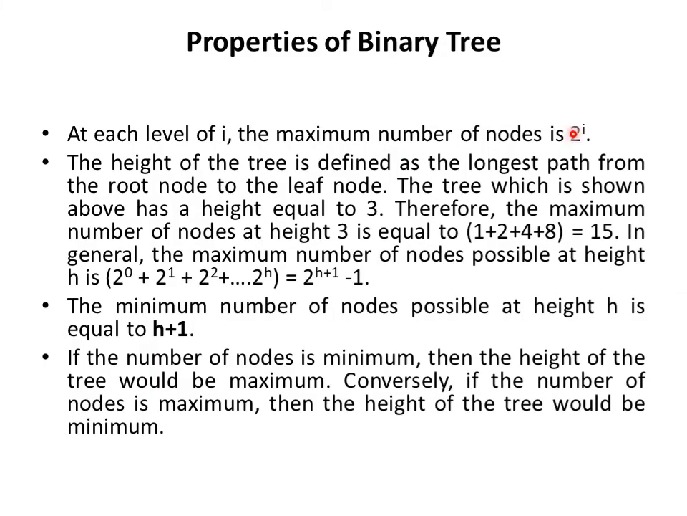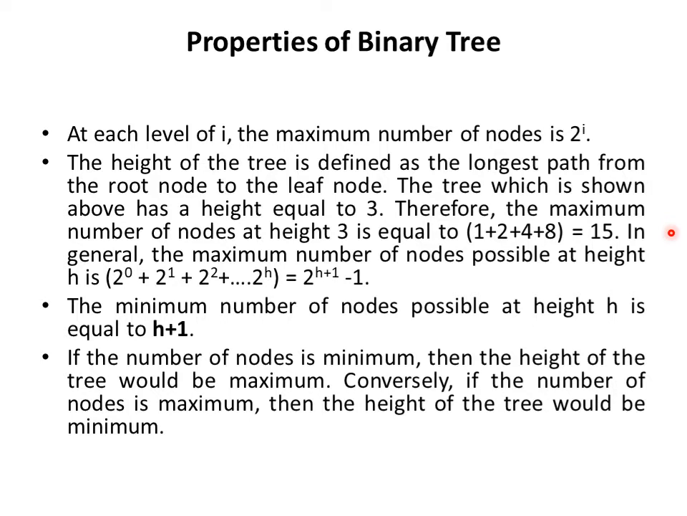What are the properties of binary trees? At each level i, the maximum number of nodes is 2 to the power of i. Here you can see, when I put i equals 0, we get 2 to the power of 0 plus 2 to the power of 1 plus 2 to the power of 2, up to 2 to the power of i. If I evaluate this, 2 to the power of 0 is 1, plus 2 to the power of 1 is 2, 2 to the power of 2 is 4, and so on.